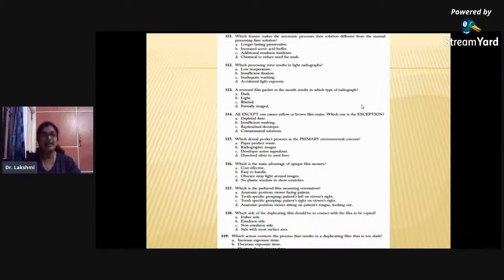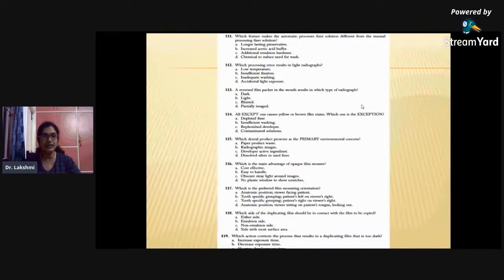It will be a light radiograph. Okay. So all except one cause yellow or brown film stains. Which one is the exception? The answer is C, replenished developer. Yellowish brown stains are caused by depleted fixer, insufficient washing, and contaminated solution. But a replenished fixer or a replenished developer is not supposed to cause these things. So the answer for the 114th question will be C.